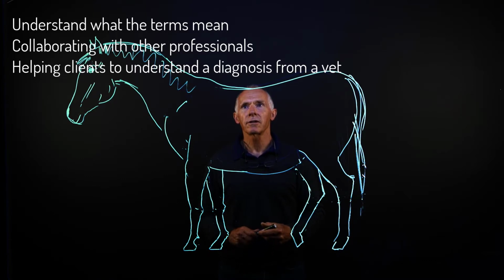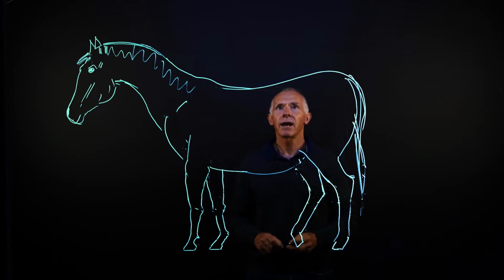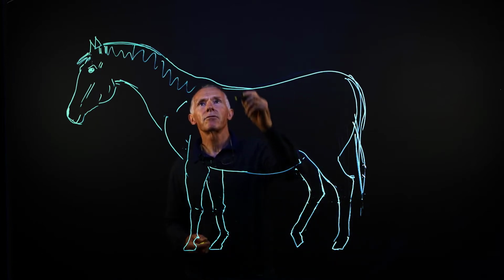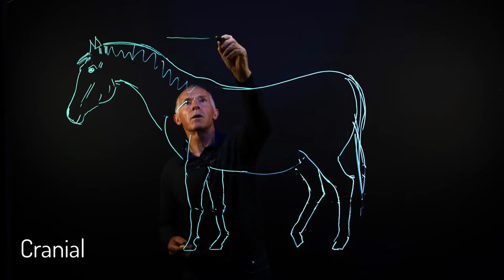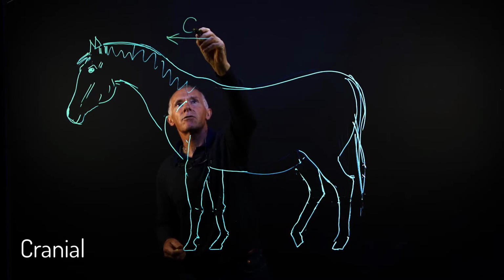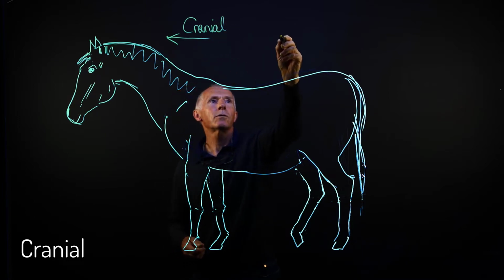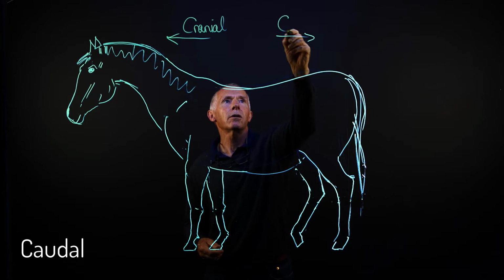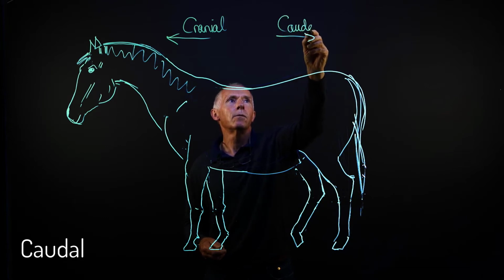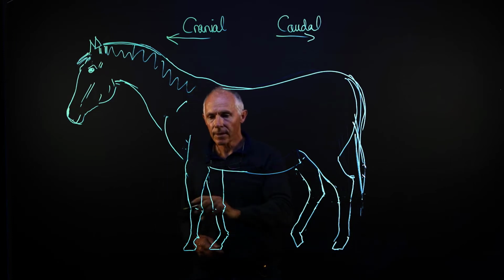So let's get started. Most of the terms are founded in Greek and Latin words, so some of them are going to be familiar and some of them won't. So you just have to remember them as we go along. So towards the horse's head is described as cranial. Towards the horse's tail is caudal. So you think cranium, cranial.